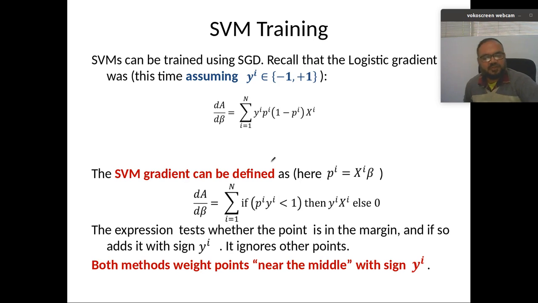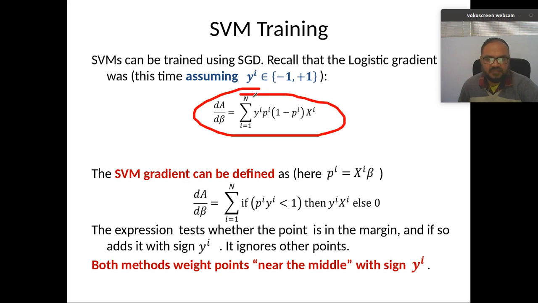The SVM can be trained using stochastic gradient descent. You can recall that the logistic gradient was, and this time assuming that the class label is either -1 or +1. So this was our gradient for the logistic regression. We can use this concept now to define a gradient for SVM by changing pi to xi beta, and that is if yi xi beta is less than 1, then we would use yi xi, and if it's not less than 1, then we would use 0.